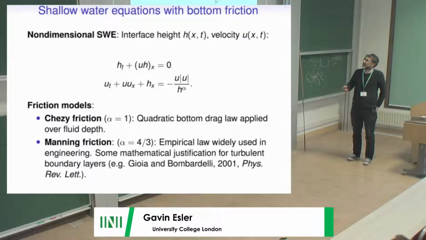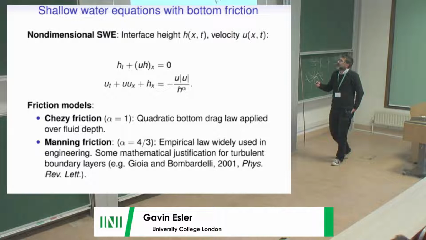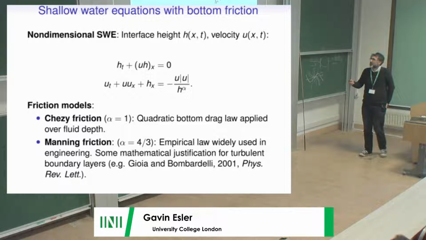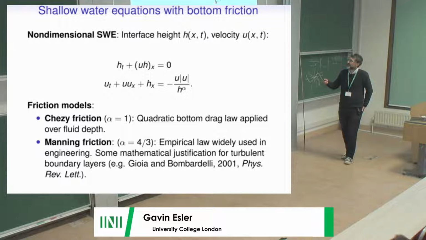So what about the term on the right, the bed friction? Well, it's a quadratic drag law. And there are two values of alpha which are important in applications. Well, one is the simplest physical law, where you take a quadratic drag law and apply it over the depth of the fluid. So it gives you a 1 over h appearing in the denominator there.